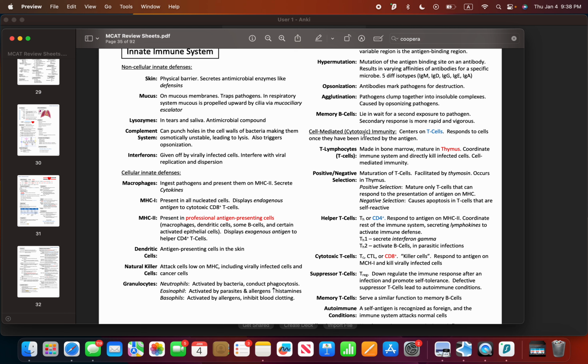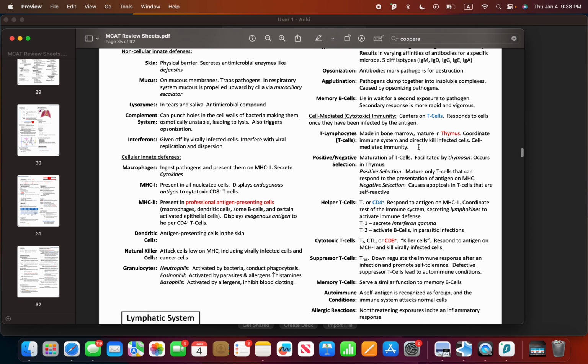Now, the T lymphocytes are made in bone marrow. However, they become mature in thymus, and they coordinate the immune system and directly kill infected cells. So they just go around our body and try to directly kill infected cells. That's why it is called cell-mediated immunity. Now we have positive and negative selection for the maturation of T cells. It's facilitated by thymosin, which occurs in thymus.